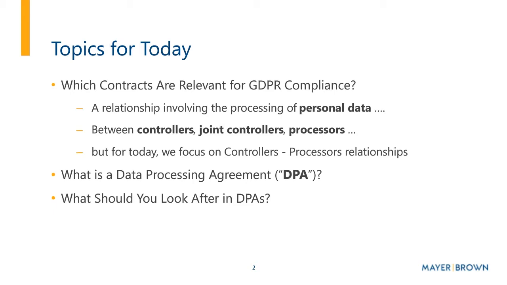But first, what types of contract are relevant? That means responding to three different questions. You need to have a relationship involving the processing of personal data, and we will see in a second what this is all about, happening between controllers, joint controllers, or processors, and we will also cover some of that today. Even if the key focus is on Article 28, and without spoiling what we will be discussing later on, that means for our end, for the main topic of today, an agreement between a controller and a processor.